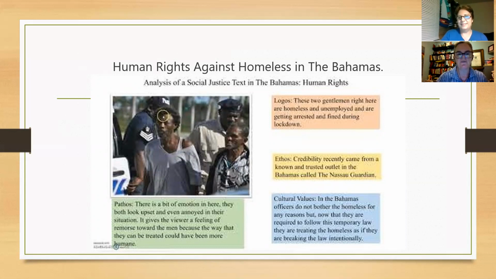And you can see we gave them the model where they had to talk about the pathos, logos, ethos, the analysis of the image and the issue. And then we also added cultural values. And that was a way of doing that intercultural exchange, to talk about how it connects to what they see as their national values.